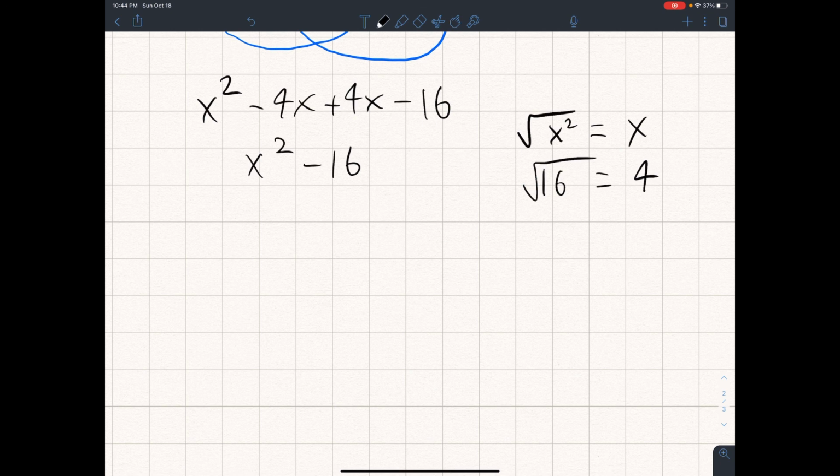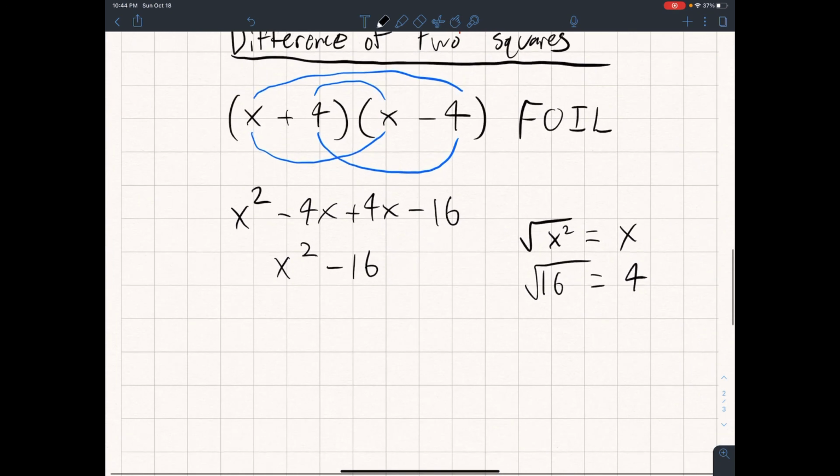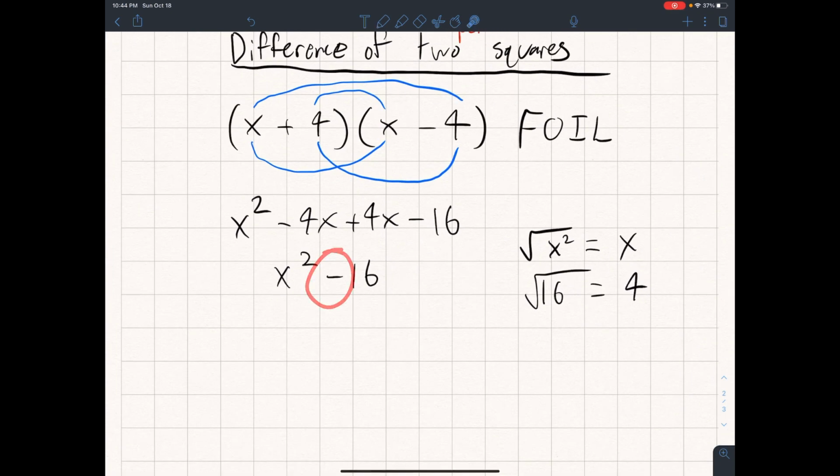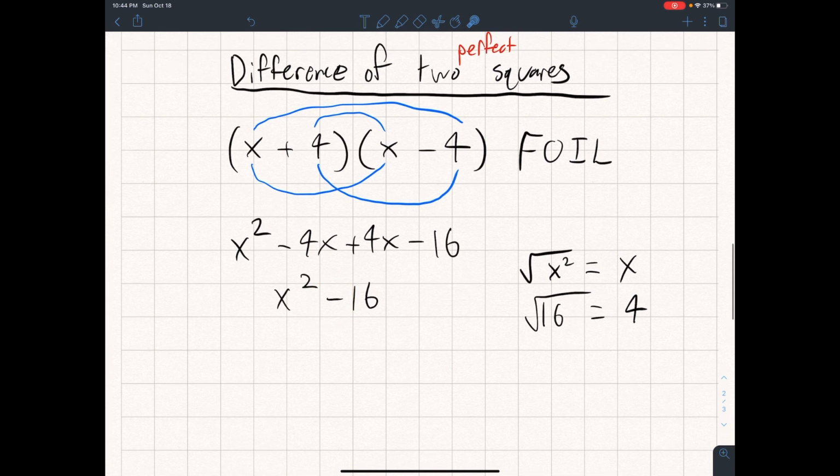So if I have a difference, and that's the very important part, it has to be a subtraction at the end. The difference of two perfect squares, then this binomial multiplication will always come about, where I have x, well, x is the square root of x squared, and 4, well, when I square root 16, I get 4. And I always end up with two binomials, one having an addition and one having a subtraction.